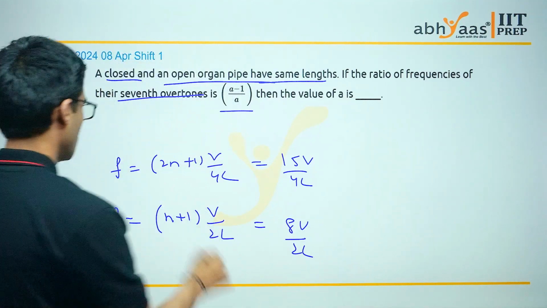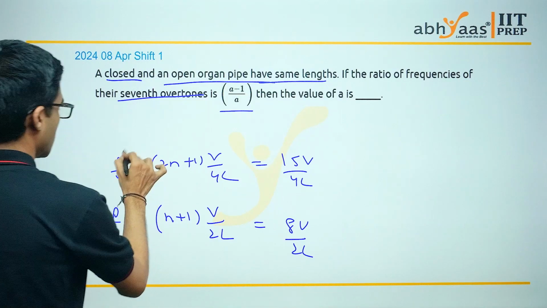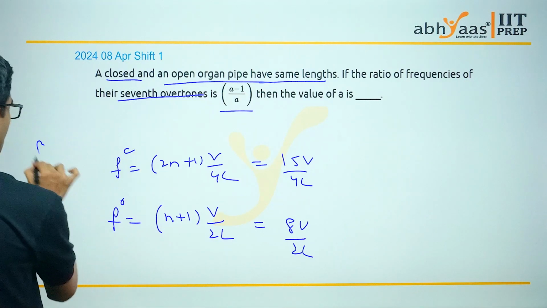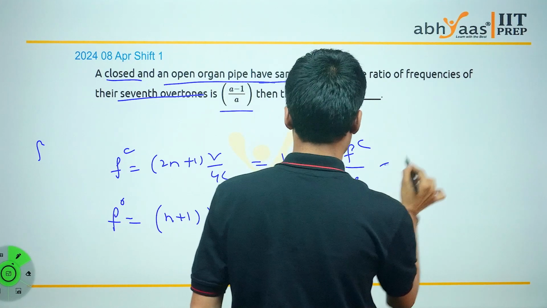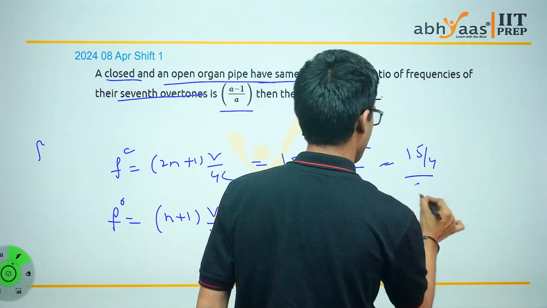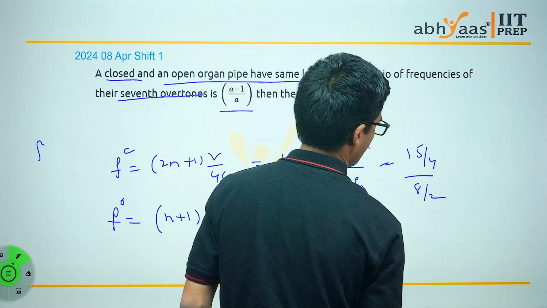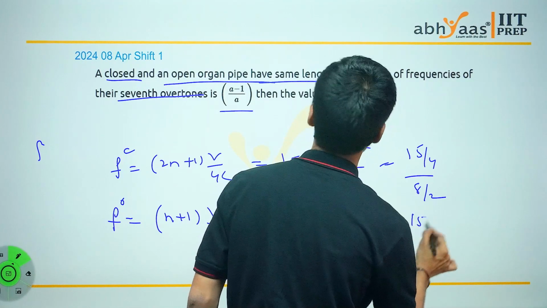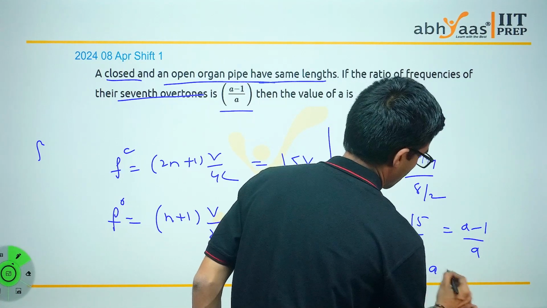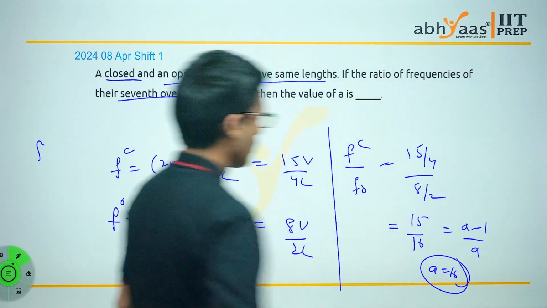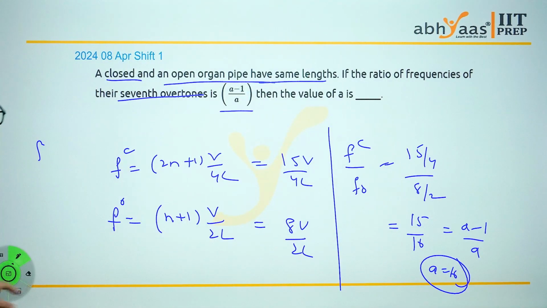Now if you divide this, you can keep FC by FO. I'll write here: FC by FO is equal to 15 by 4 by 8 by 2. So what will you get? It will be 15 by 16, which is equal to A minus 1 by A. So A is equal to 16. This is the answer. Simple things in order to understand.